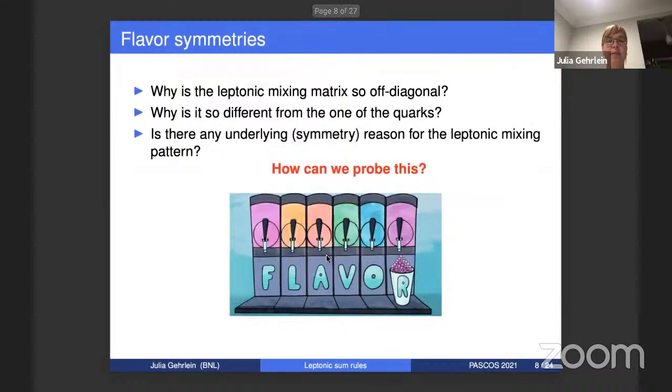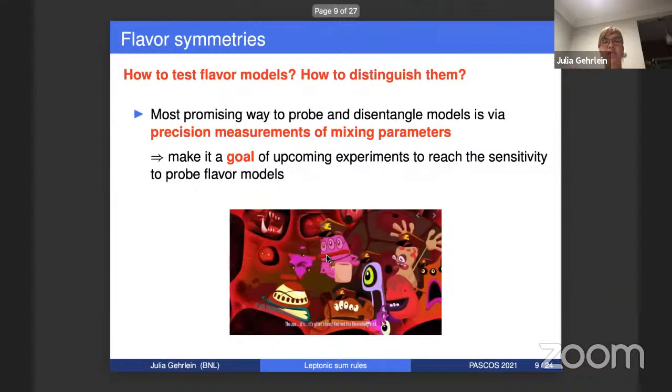Now questions arise: why is the leptonic mixing matrix so off-diagonal? Why is it so different compared to the mixing matrix of the quarks? And maybe there is some underlying symmetry or reason why the leptonic mixing matrix looks the way it does? And then finally, how can we probe this? The most promising way to probe and disentangle the models which have been put forward to explain the leptonic mixing matrix is via precision measurement of the mixing parameters.